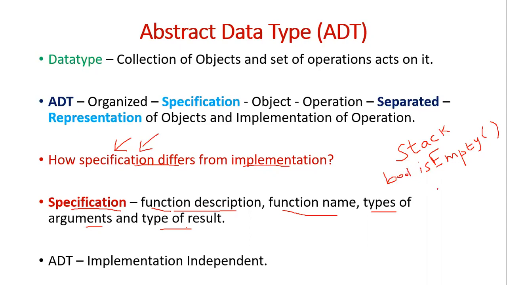Similarly, it may have a function isFull. This will say whether the stack is full or not. Does it take any argument? No, there is no argument. What will it return? It will also return a Boolean value which says whether the stack is currently full or not. If it is full, it will return true. Otherwise, it will return false.